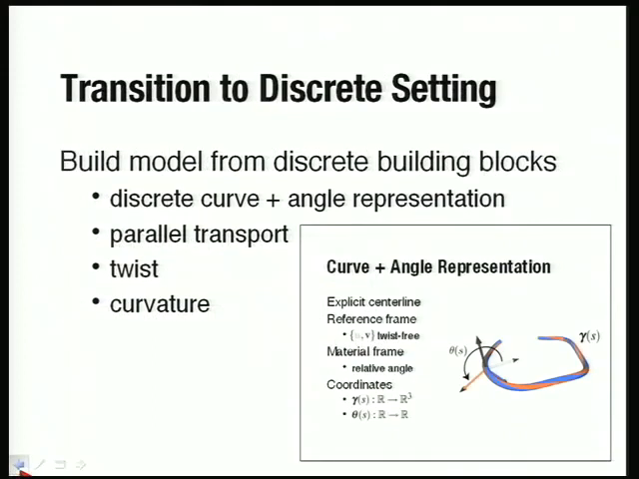So now we're at a point where we can move over to the discrete setting. The way we're going to do this is by building up all the structure you just saw from discrete building blocks. Namely, we're going to introduce the discrete curve and angle representation. We're going to see the discrete version of parallel transport, and that's going to lead to discrete notions of twist and curvature.